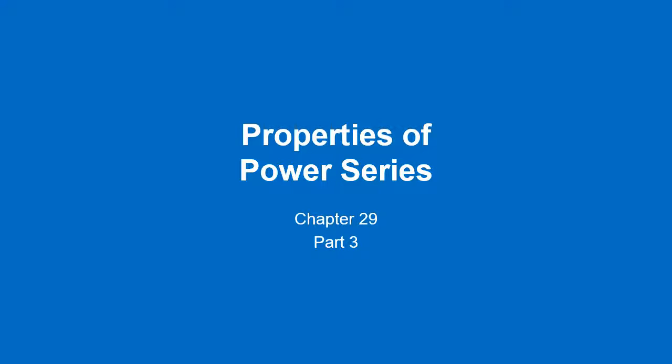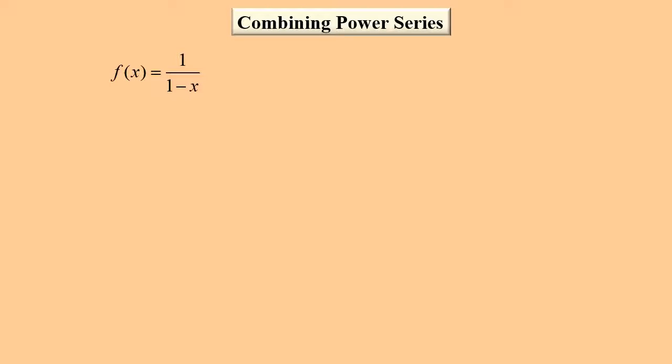We'll finish chapter 29 with some ideas on manipulating power series. The function 1 over 1 minus x has a power series representation that looks like this, which converges on the open interval from -1 to 1.